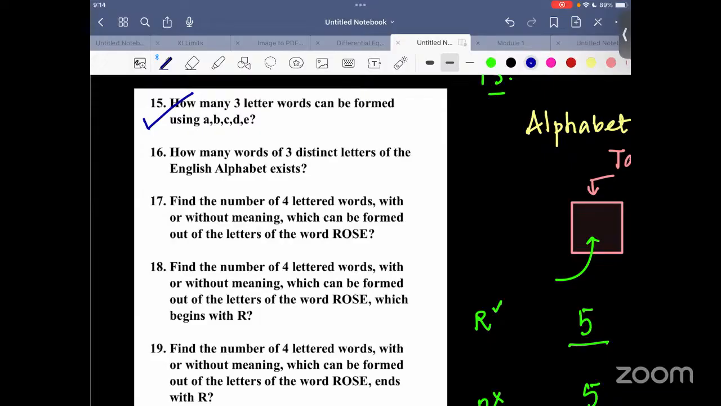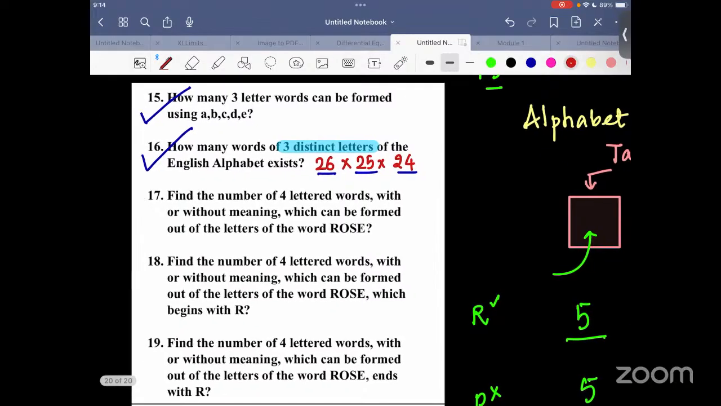Yeah, let me do some questions. After that, we will see rank. 26 into 25 into 24. Very good. So question number 16 is done. Why? Because the question says you have to form three distinct letters of the English alphabet. So it would be how much? Three places. Who can come in the first place? 26, 25, 24. Is it clear? I hope you got it.